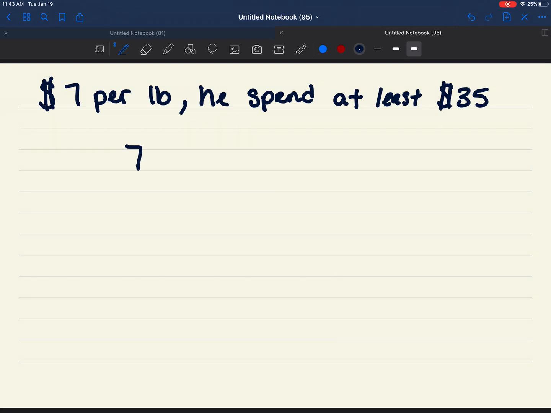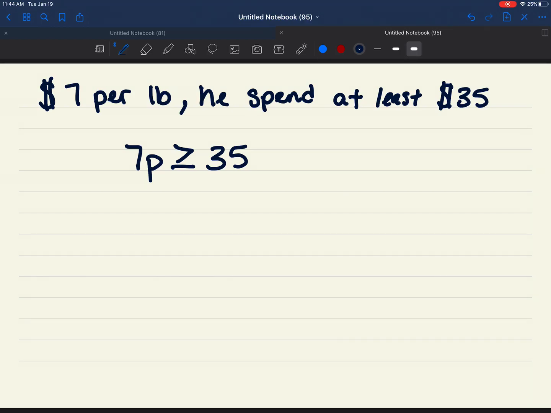Can anybody tell me what my inequality would be? 7P at least 35. We just talked about at least. Is it less than or equal to? Oh, wait, greater than or equal to. What word says less than or equal to? At most. Okay? When it says at least, just point it to a smaller number, but when it says at most, do it to a higher number. Well, no, because we read left to right. At least is greater than or equal to. At most is less than or equal to.